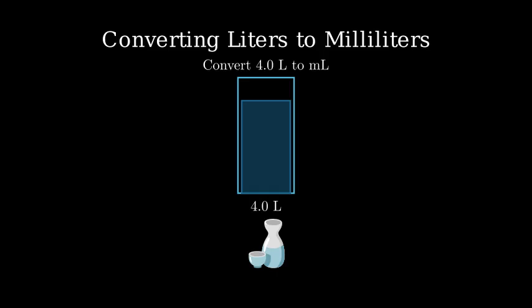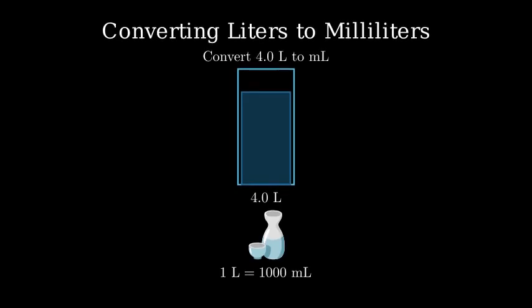To convert from liters to milliliters, we need to know the conversion factor. 1 liter equals 1,000 milliliters. This means that each liter contains 1,000 milliliters. Let's set up our conversion using the factor label method.